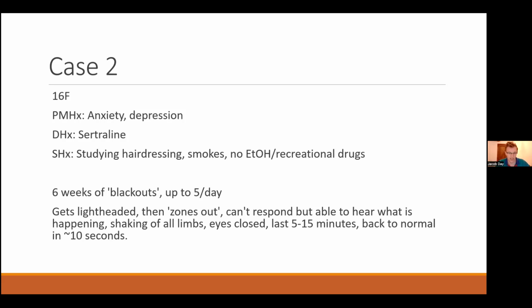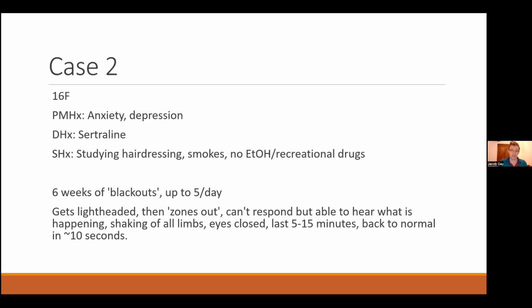Again, it's something you hear quite a lot, unresponsive or blackouts, that's something you just need to really pick apart and work out what it is. She's been having these up to 5 times a day, so quite a lot, day in, day out for 6 weeks. History from her was that she gets a little bit lightheaded and then just feels like she zones out. She's not able to do what she wants to do and can't recall everything, but she says that she can hear what's going on when this is happening.